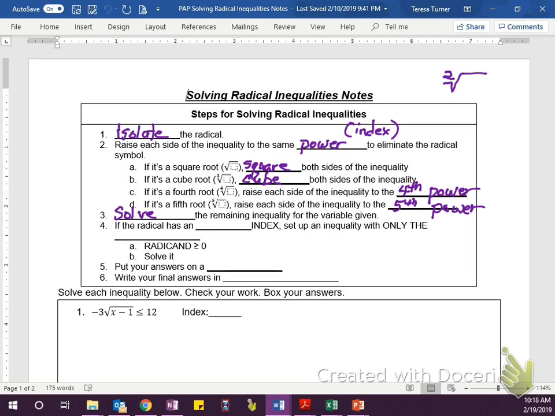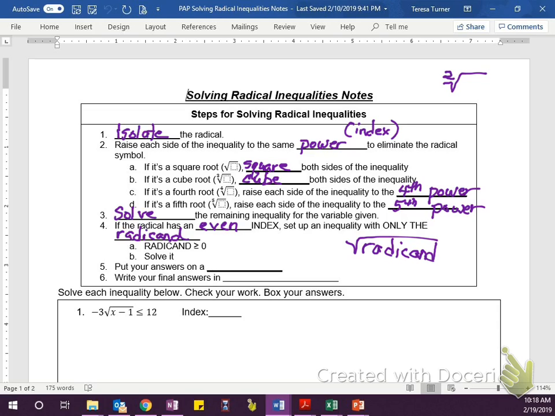If the radical has an even index, 2, 4, 6, 8, etc., then you set up another inequality with only the radicand. And the radicand is what is underneath the radical. Whatever is underneath the radical is called the radicand. So you set up this extra inequality with the radicand set to be greater than or equal to 0.